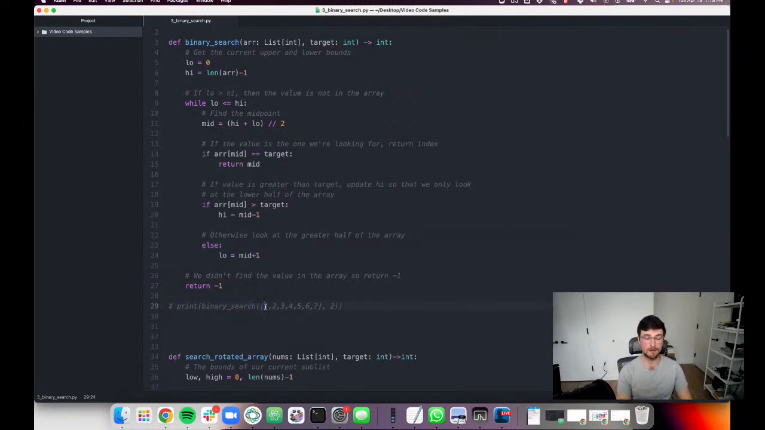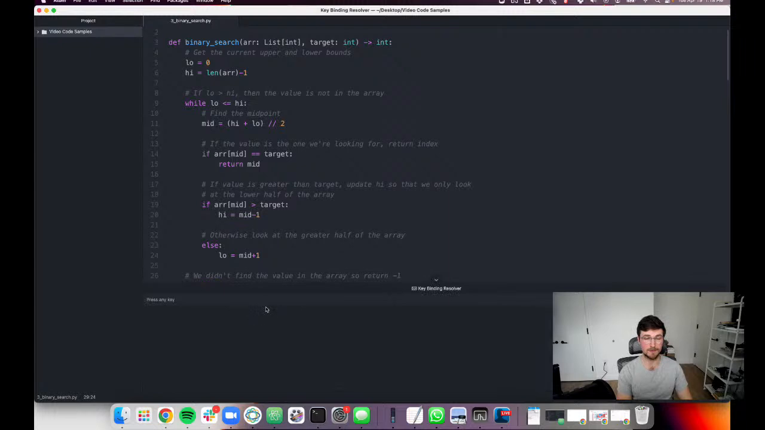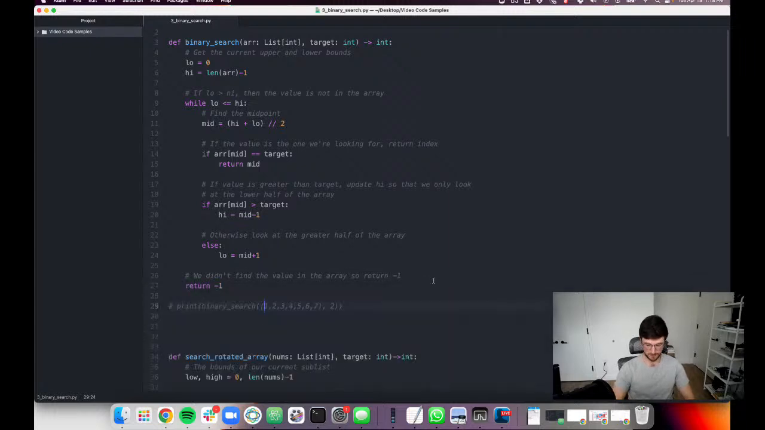If we run our code here, let's just look at a very simple example similar to the one that we were just looking at. And we run it.